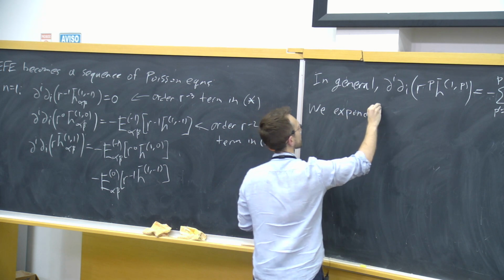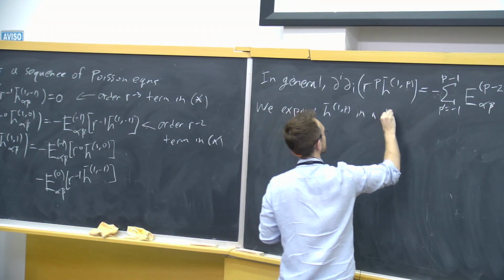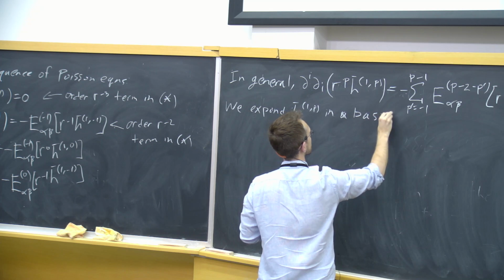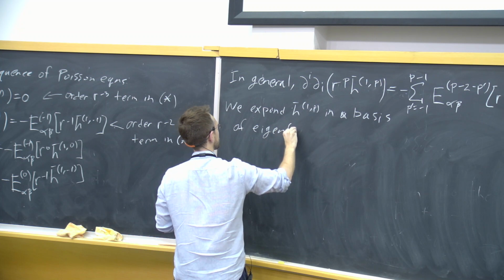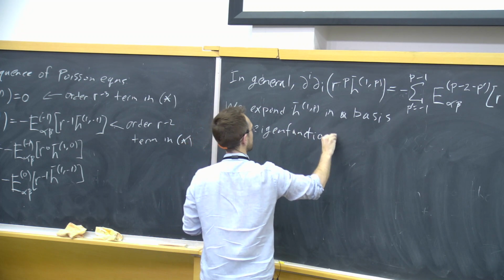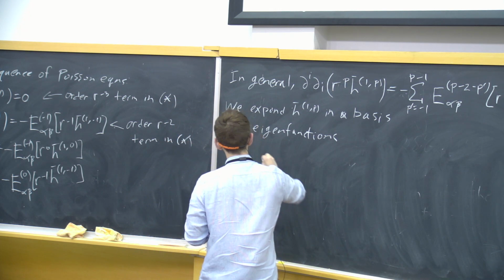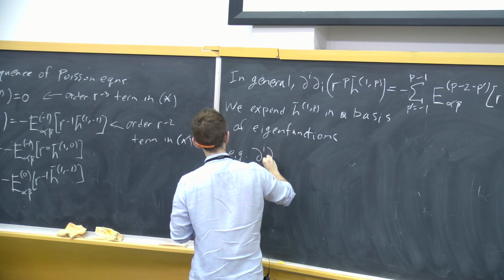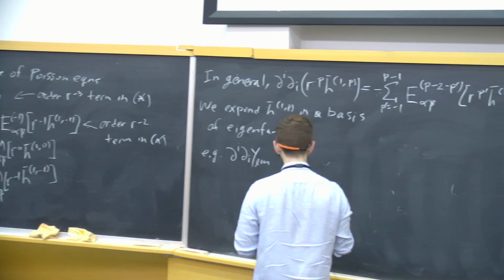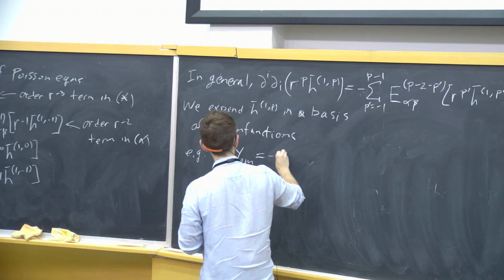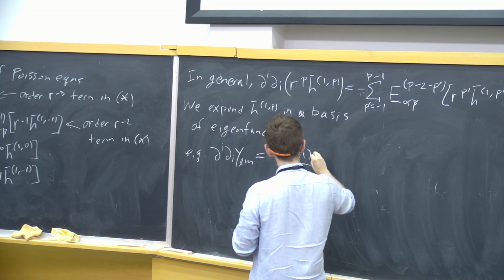So we expand h bar 1p in a basis of eigenfunctions. For example, the ordinary scalar spherical harmonics are eigenfunctions, where the Laplacian acting on the spherical harmonic is minus L times L plus 1 over r squared times Y.